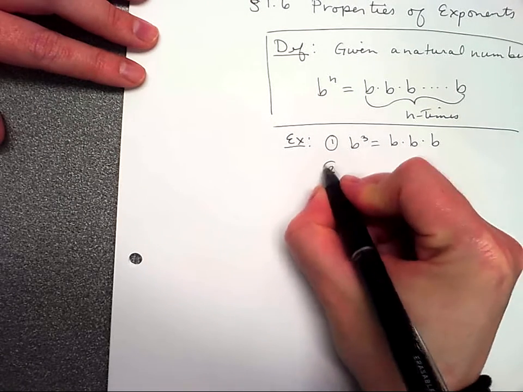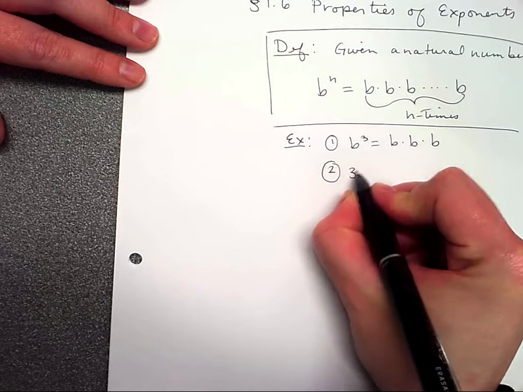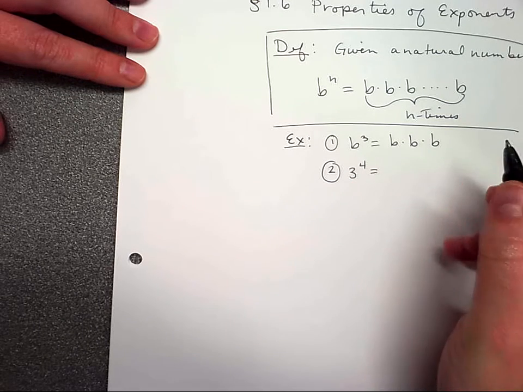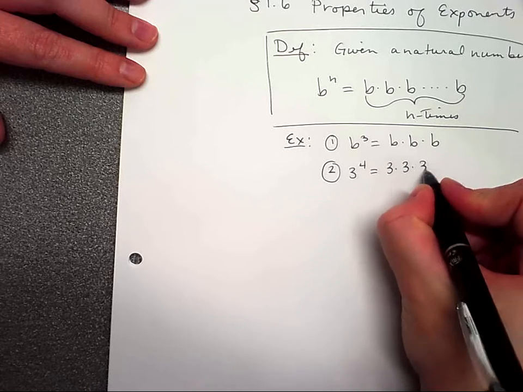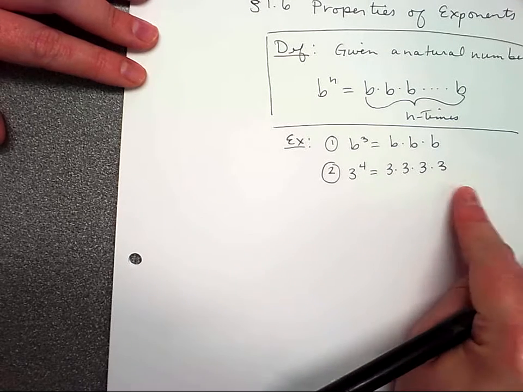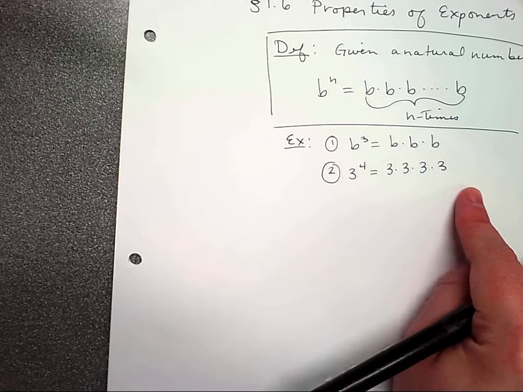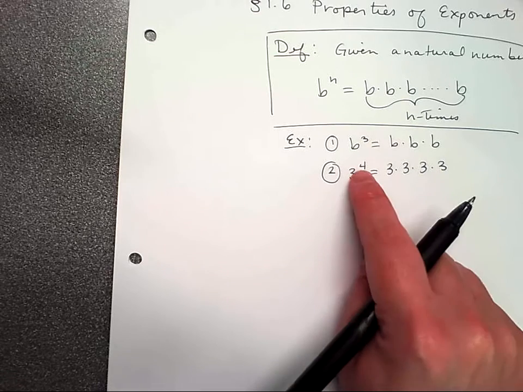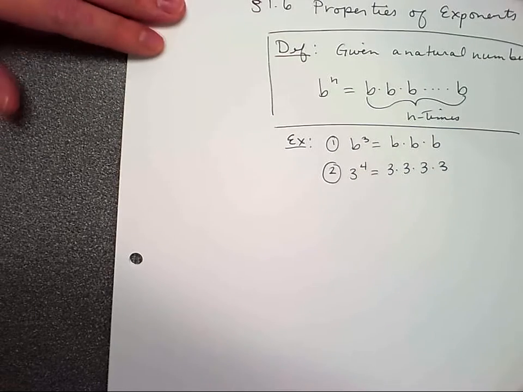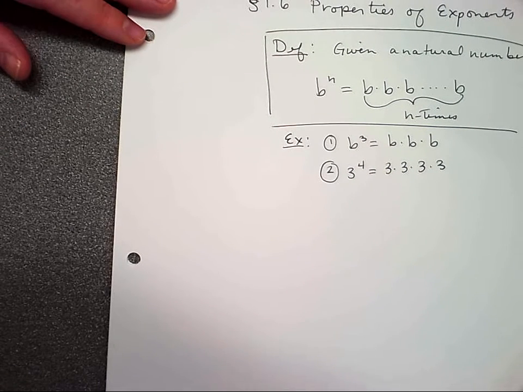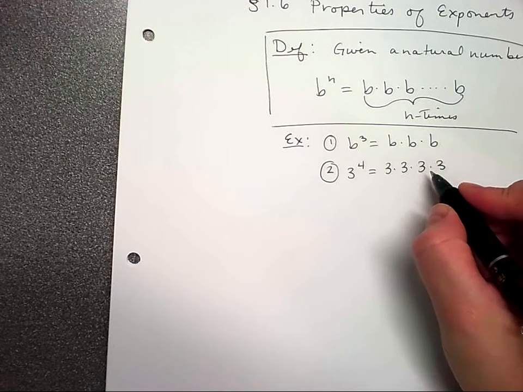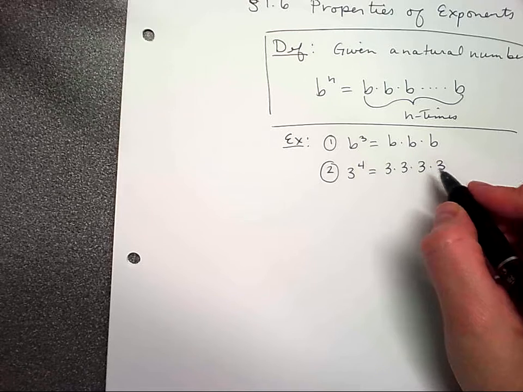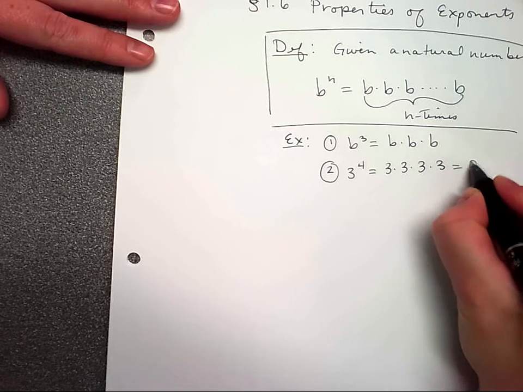Another example is 3 to the 4th power. That equals 3 times 3 times 3 times 3, right? If 3 shows up 4 times, I'm multiplying this thing times itself 4 times. Whatever that power is, whatever that exponent is, that tells me the number of times that thing is being multiplied by itself. So 3 to the 4th is 3 times 3, which is 9, times 3, which is 27, times 3, which is 81.